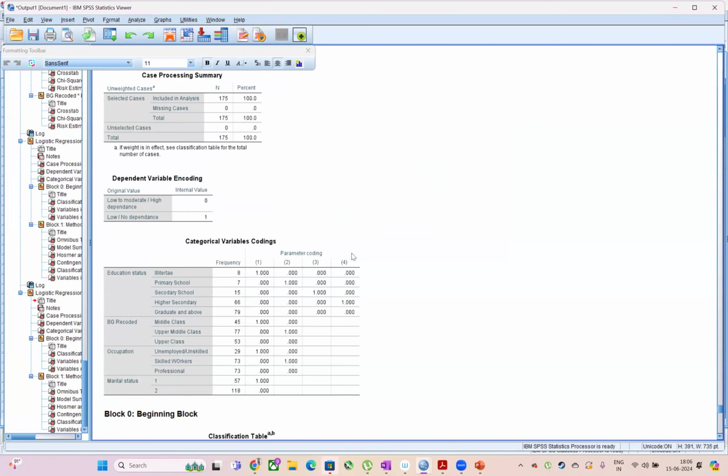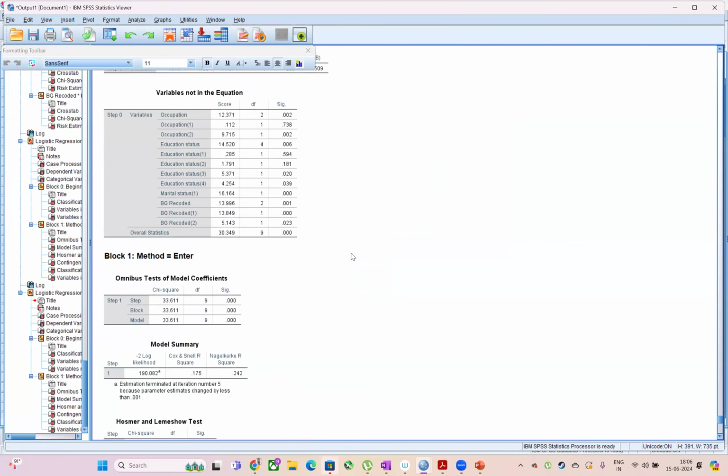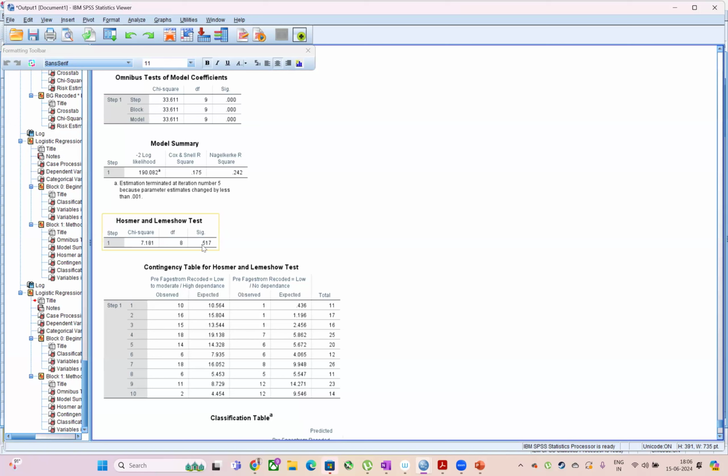So big tables will come. First, you have to go to the Omnibus test and check whether significance is there or not. Significant, well and good. This model is capable of predicting the dependent variable. Then you go and check the R square, 0.24. So 24% of the variance in the outcome variable can be explained by these independent variables.